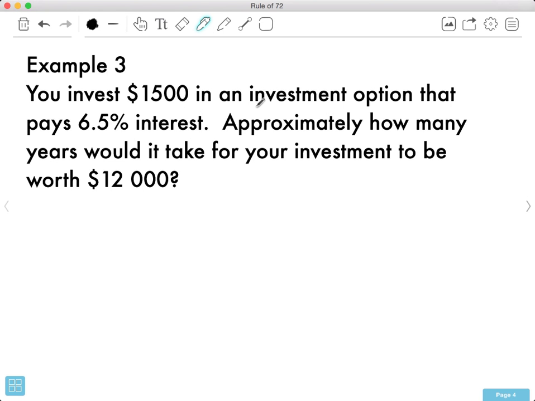And then this last one, they've done this on an exam a couple of times, so we want to take a look at it here. It says you invest $1,500 in an investment option that pays 6.5% interest. Approximately how many years would it take for your investment to be worth $12,000? Well, let's see how long it would take for this to double. The years would be 72 divided by 6.5%, like you saw on the other slide. So 72 divided by 6.5 is about 11.08 years. So it would take 11.08 years to double.